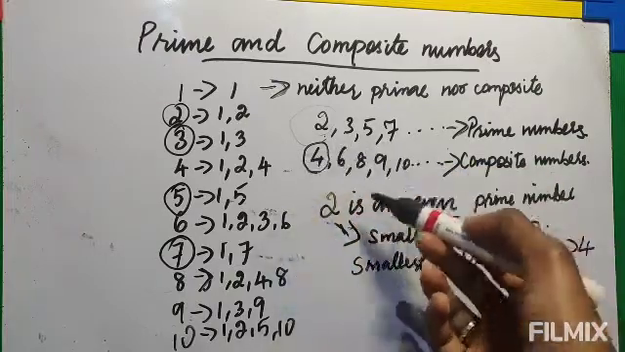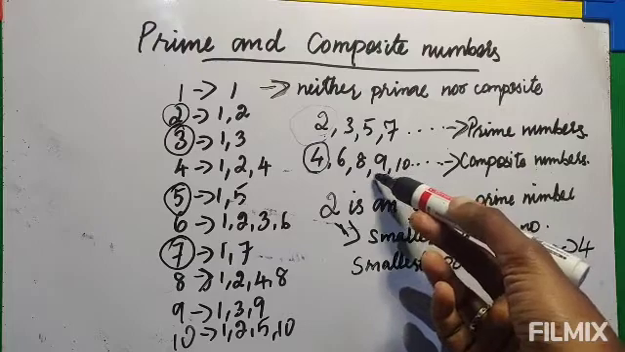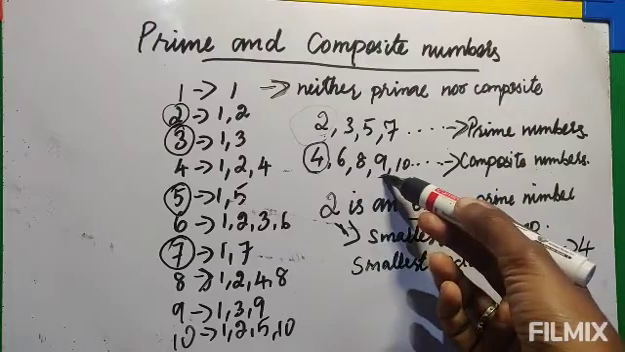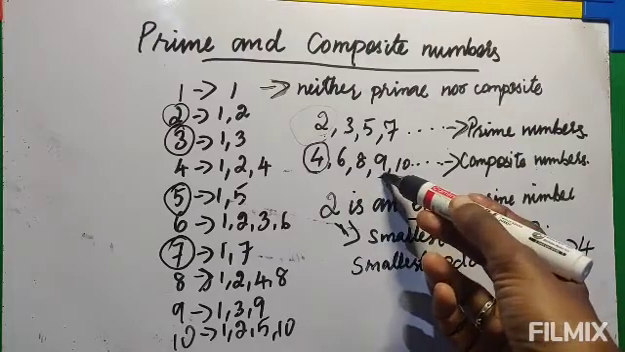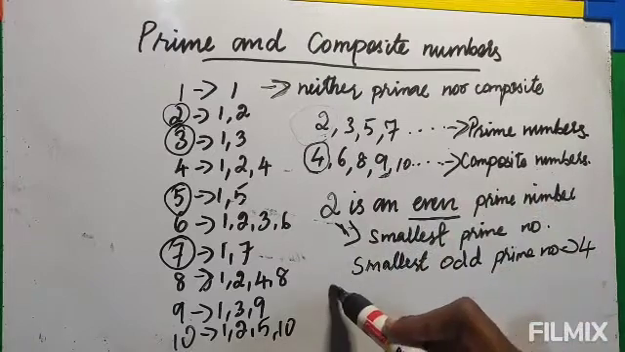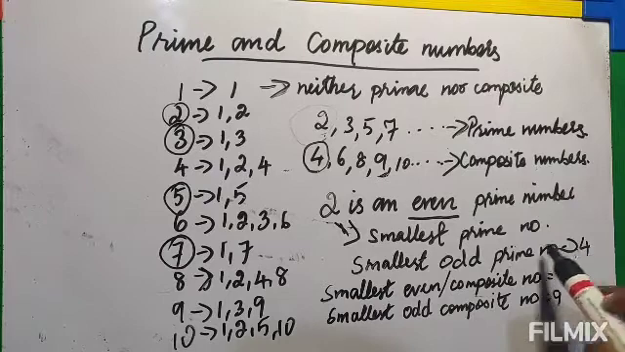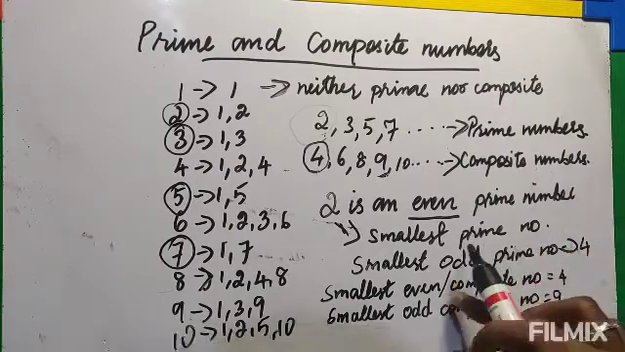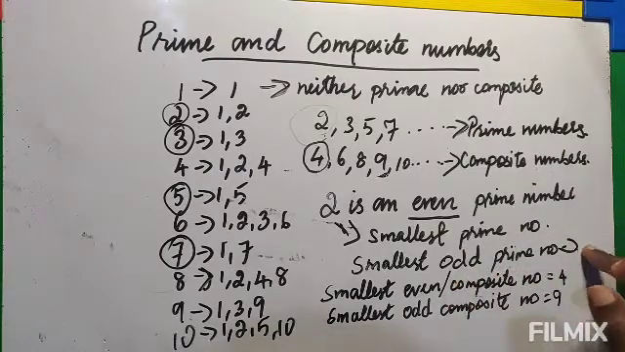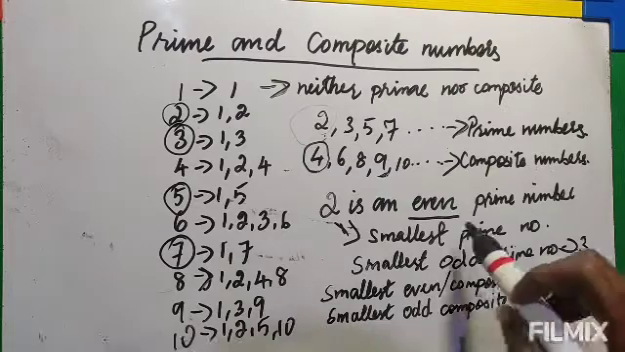Again, smallest odd composite number. Okay, smallest odd composite number is 9. Sorry, here I had written wrong. Smallest odd prime number, I wrote 4. I said 3 but I wrote 4. Okay, so smallest odd prime number is 3.